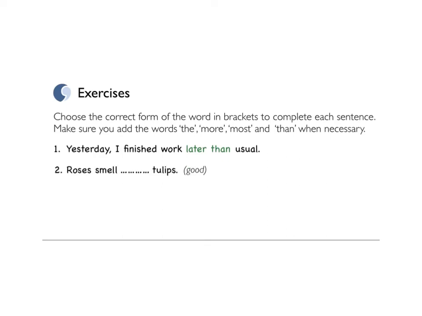Question 2. You are comparing 2 kinds of flowers, rose, tulip. So, roses smell, tulips. The word given is good. The answer is roses smell better than tulips.